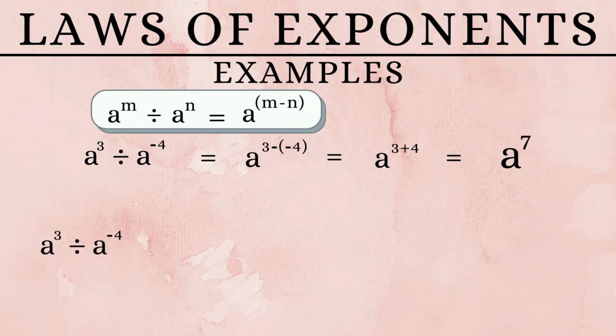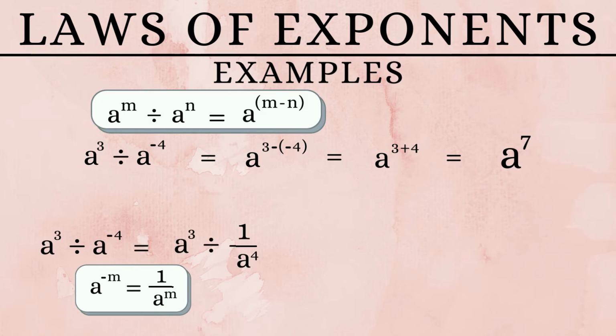Next method, let's convert the negative exponent into a positive exponent. So that gives us a cube divided by 1 by a to the power of 4. Now let's remember that when we divide by a fraction, we can change the division to multiplication and the following fraction is replaced by its reciprocal. So what we get now is a to the power of 3 into a to the power of 4.